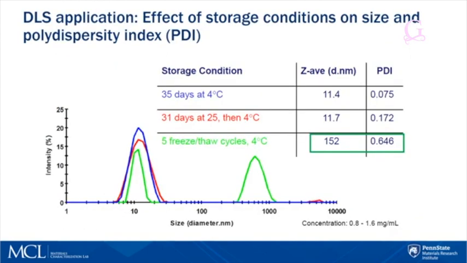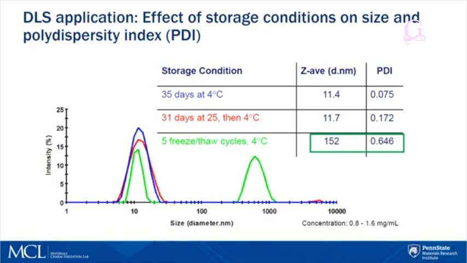This slide shows one of the DLS applications. The study was focused on how storage conditions affect particle size. Samples were stored at 3 different temperature regimes and then measured by DLS, which provided size distribution, which is percent intensity on the y-axis and particle diameter in nanometers on the x-axis, then average diameter and polydispersity index.